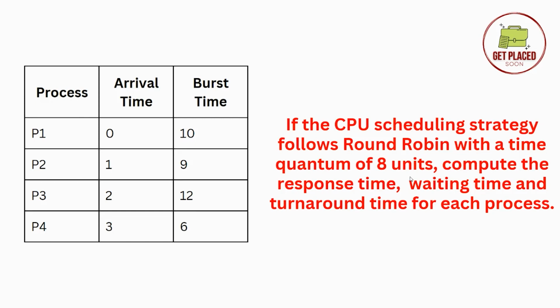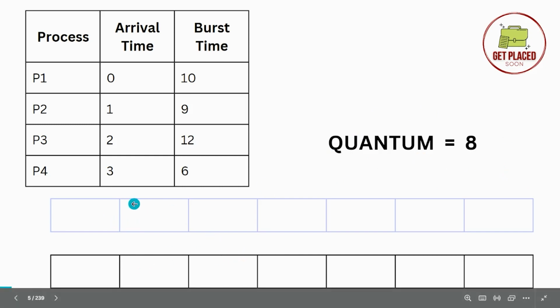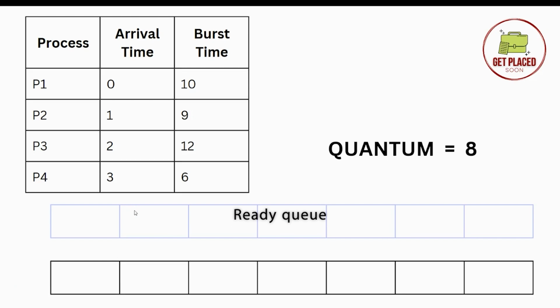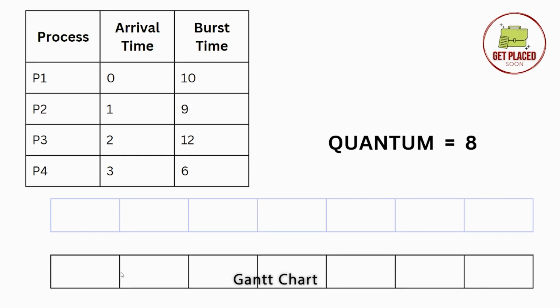So coming back to the problem, here we need to calculate the response time, waiting time and turnaround time for each of the following processes. So let's get started. As given in the question, the time quantum is 8 and I'm drawing two boxes here. The first box I'll use for the ready queue. In the ready queue, all the processes which are ready to get executed will be waiting, and I'll be mentioning them in this blue box. And the black box down here is nothing but the Gantt chart. Gantt chart, you already know, is where the process gets executed for a particular amount of time. Everything will be mentioned in the Gantt chart.